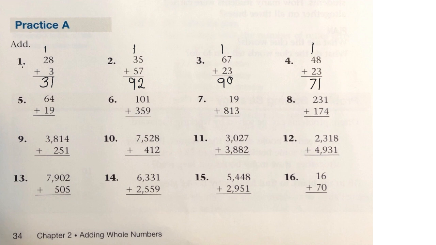Let's skip a row and try some of the harder ones. Let's look at number 9. 3,814 plus 251. 4 plus 1 is 5. Nothing to regroup for 5. 1 plus 5 is 6. Nothing to regroup there. 8 plus 2 is 10. Oh, I can only put one digit in that column, which is the 0 for 10. So I regroup the 1 to the 3. And the thousands place is 1 plus 3, which makes 4,065.